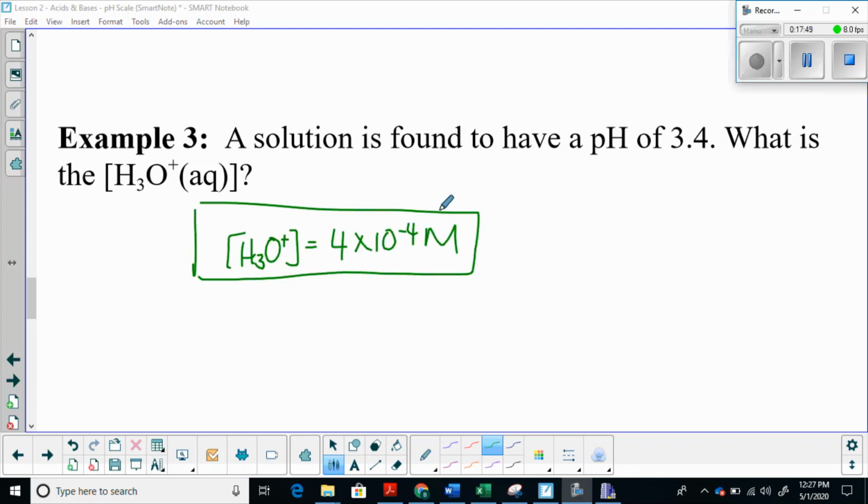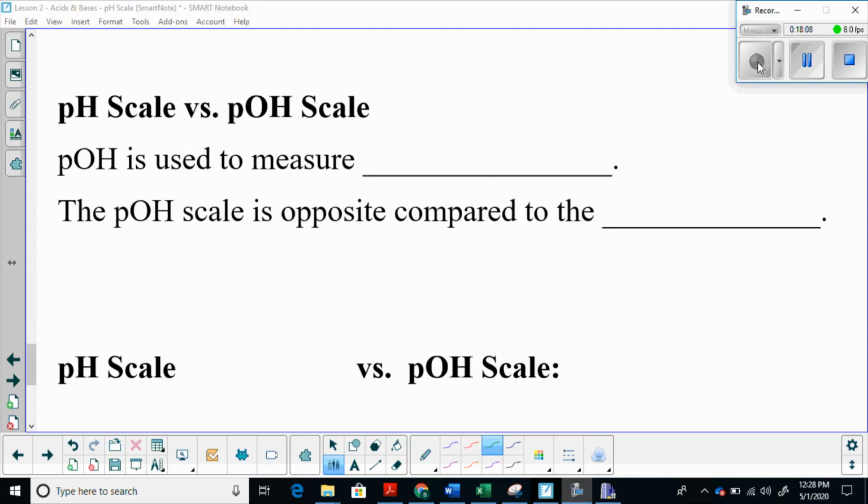Here's the answer that I get. You use the formula, not that formula, you use hydronium is equal to 10 to the negative pH. When you plug that in, this only has 1 significant digit, so I will report my concentration to 1 significant digit. All right, let's move on to the pOH scale.